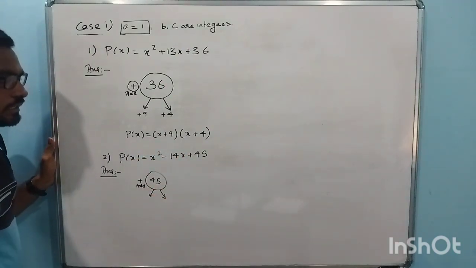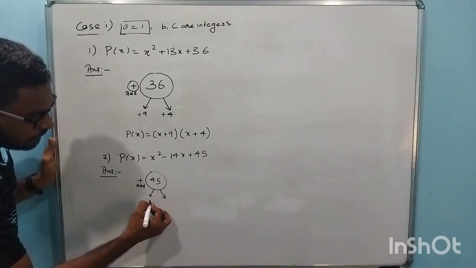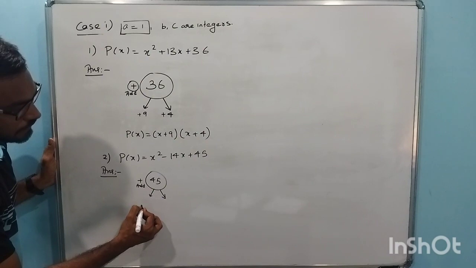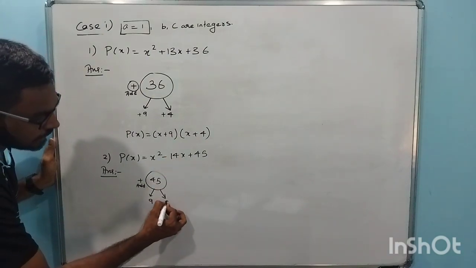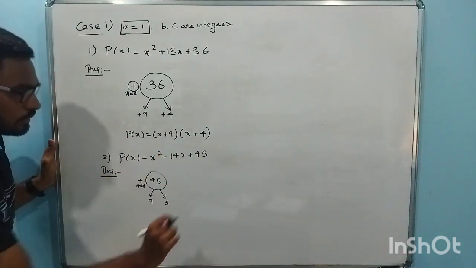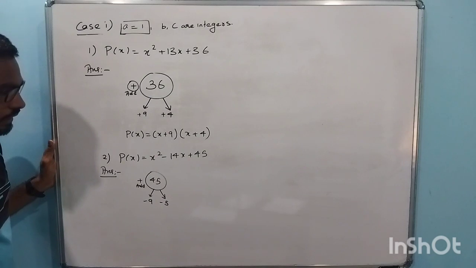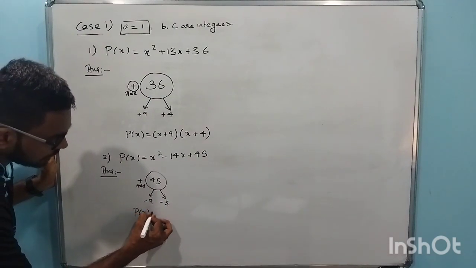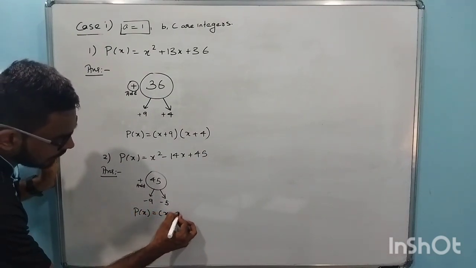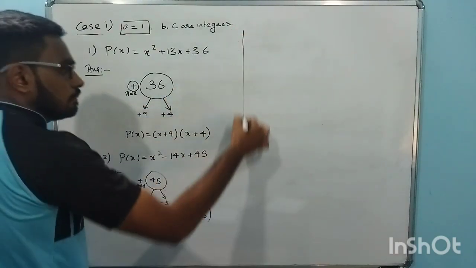So the two numbers like this are what? 45. So 9 5s are 45 and 9 plus 5 is 14. So 9 and 5. Then since this is plus, this sign you should give to both the numbers. So this is minus sign, give minus sign to both. Okay, that means this polynomial will be what? x minus 9, x minus 5. Done.